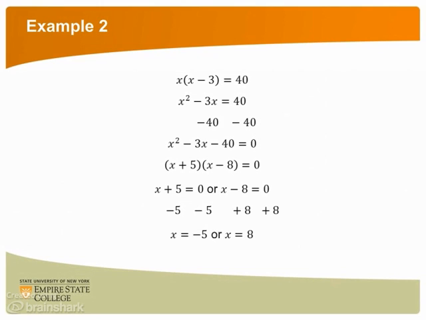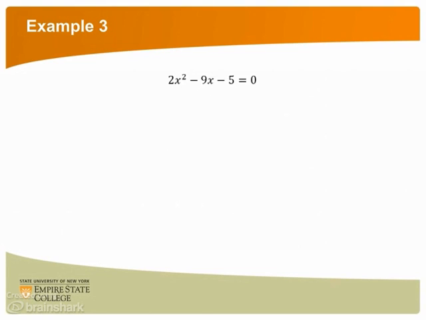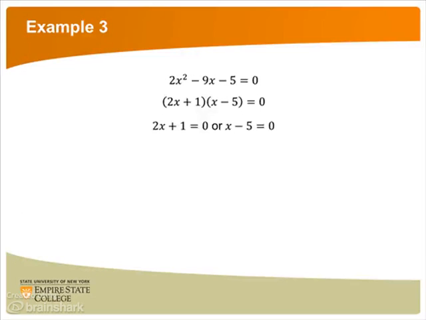What if our quadratic has a leading coefficient that is not 1? Suppose we have 2x squared minus 9x minus 5 equals 0. This quadratic is harder to factor. After some guessing and checking, we find the correct factors as 2x plus 1 and x minus 5. Split the factors into separate equations.